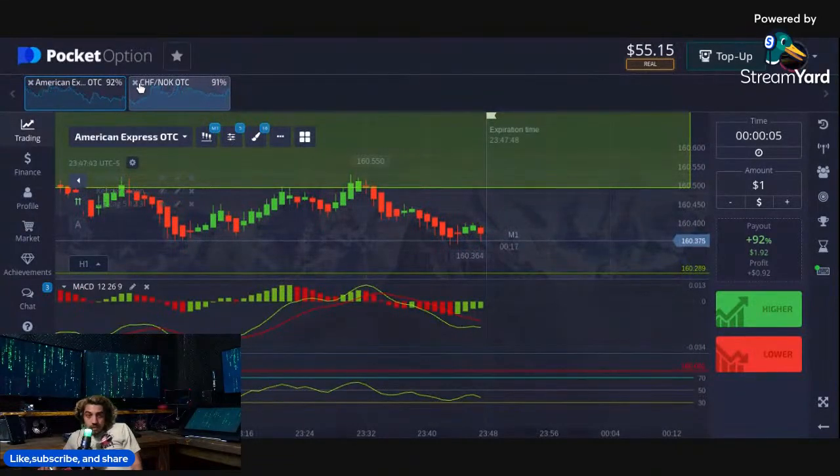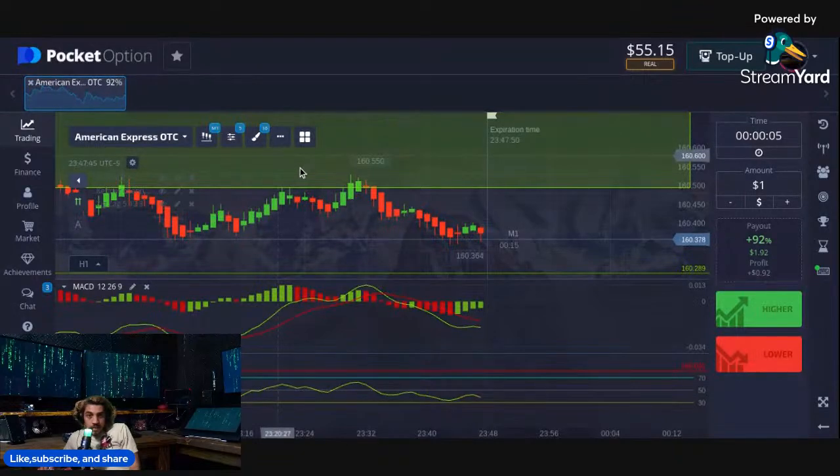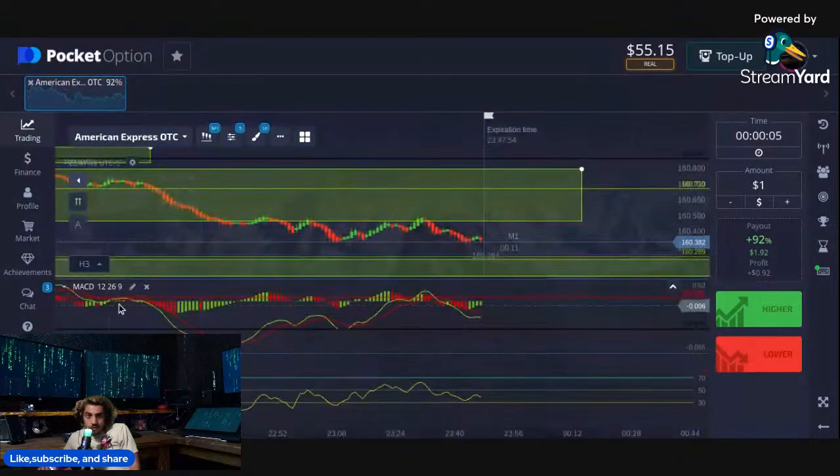I've been checking out this American Express, and there's actually a good structure going on here. I'm actually going to get rid of this.